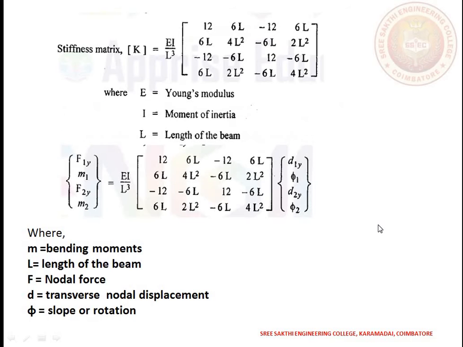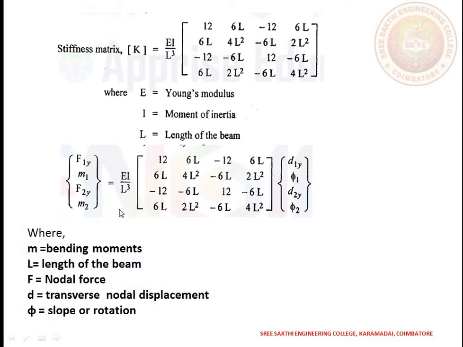Then we derive the stiffness matrix formula. The stiffness matrix K is equal to EI divided by L cubed, times the matrix: 12, 6L, minus 12, 6L; 6L, 4L squared, minus 6L, 2L squared, and so on. This is a derived formula based on the span length of the beam. Here E is Young's modulus, I is the moment of inertia, and L is the length of the beam.